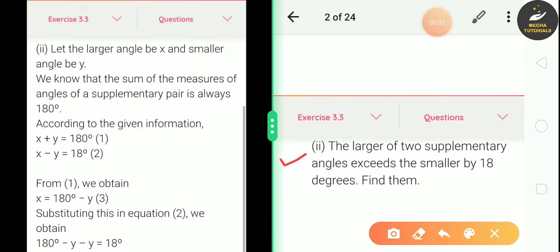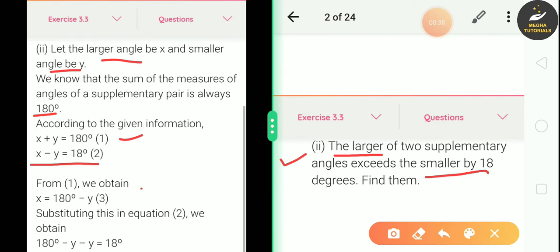Question 2. The larger of two supplementary angles exceeds the smaller by 18 degrees. Find them. Okay, so consider two angles. Larger angle be x and smaller angle be y. So we know that the sum of the measures of angles of a supplementary pair is always 180 degrees. So from this we can write x plus y is equal to 180 degrees, equation 1, and the condition given as the larger of two supplementary angles exceeds the smaller by 18. It means x minus y is equal to 18 degrees, equation 2.